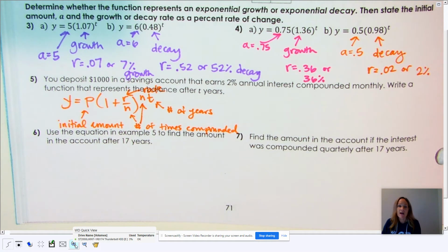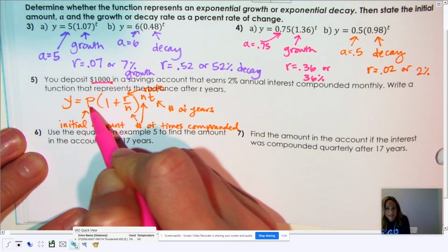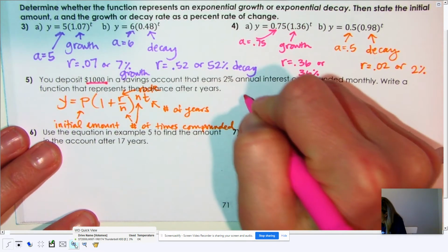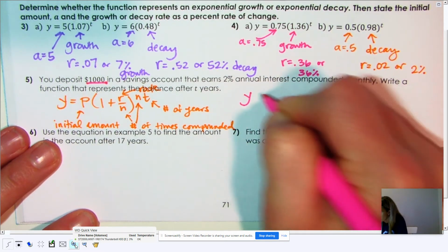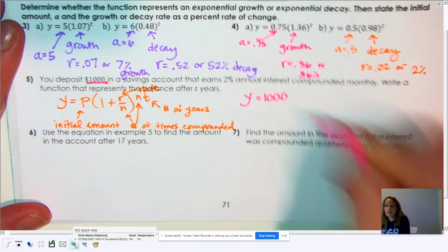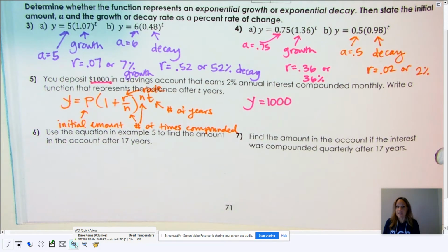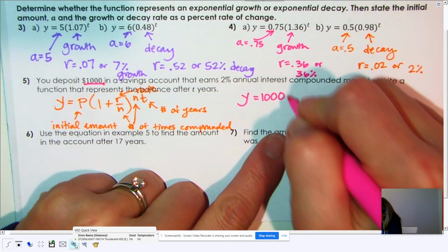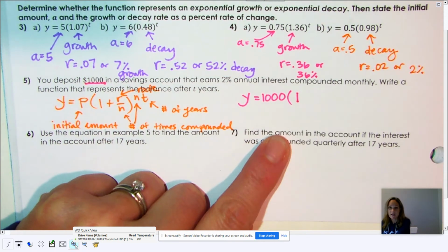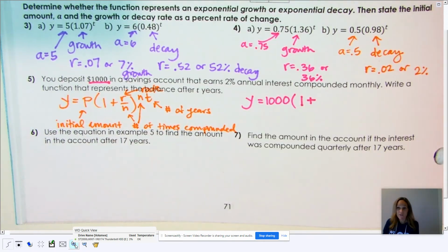So it says you deposit $1,000. Okay, so that right away I'm thinking, okay, that's going to be my initial amount. So I'm going to write Y, which is the amount I have at any given time, equals the amount I put in. So if that's all I put in, that's where my account balance would stay. But I'm getting some interest on this, okay? So I know that I'm going to keep 100% of my money, plus I'm going to get some interest on there.